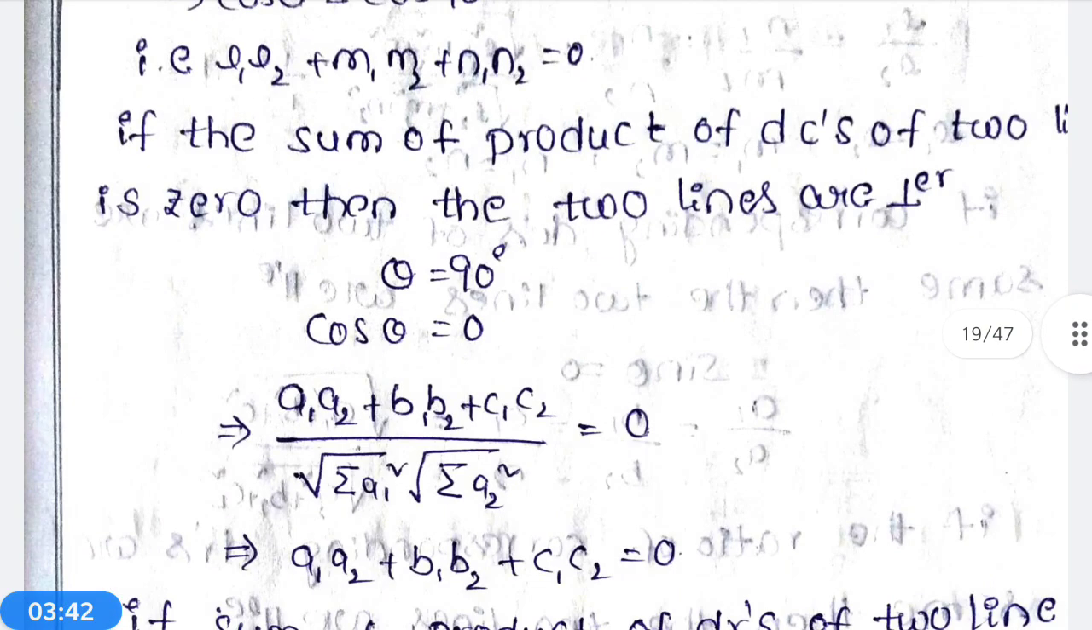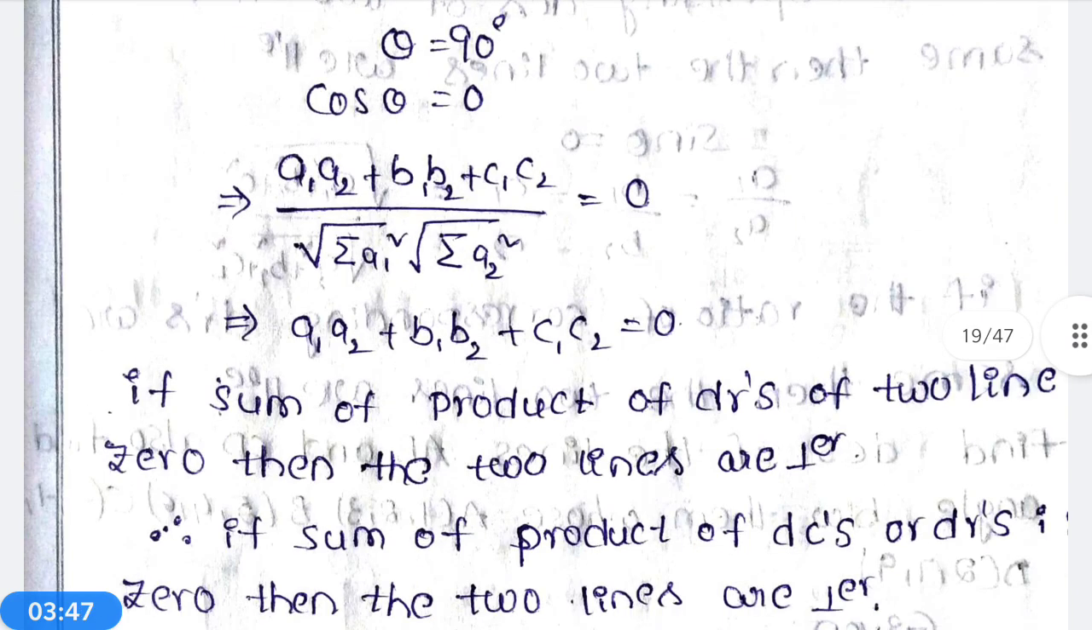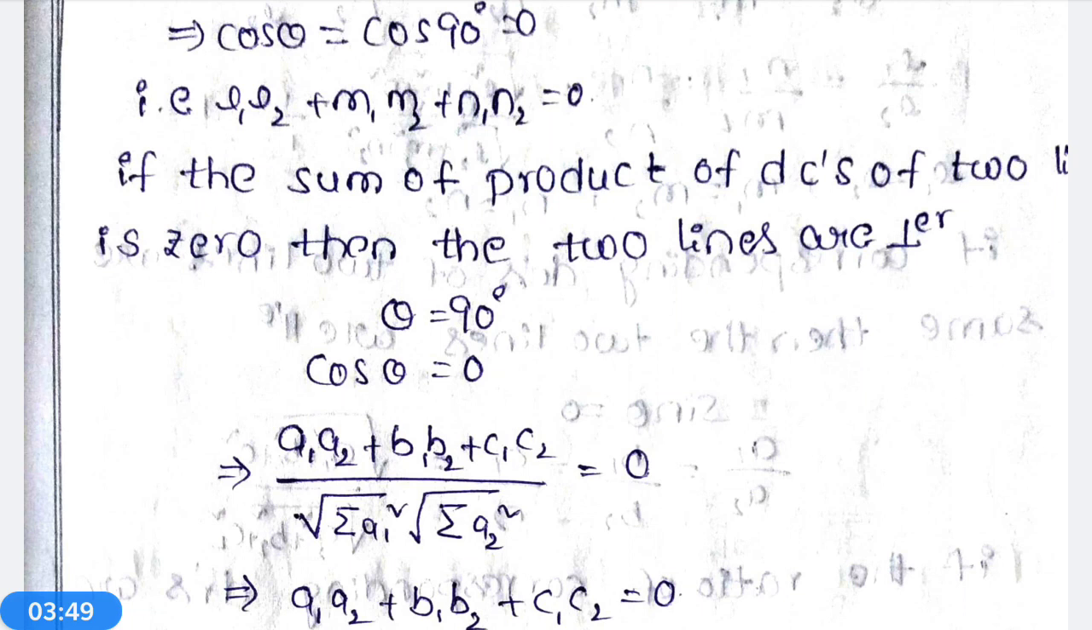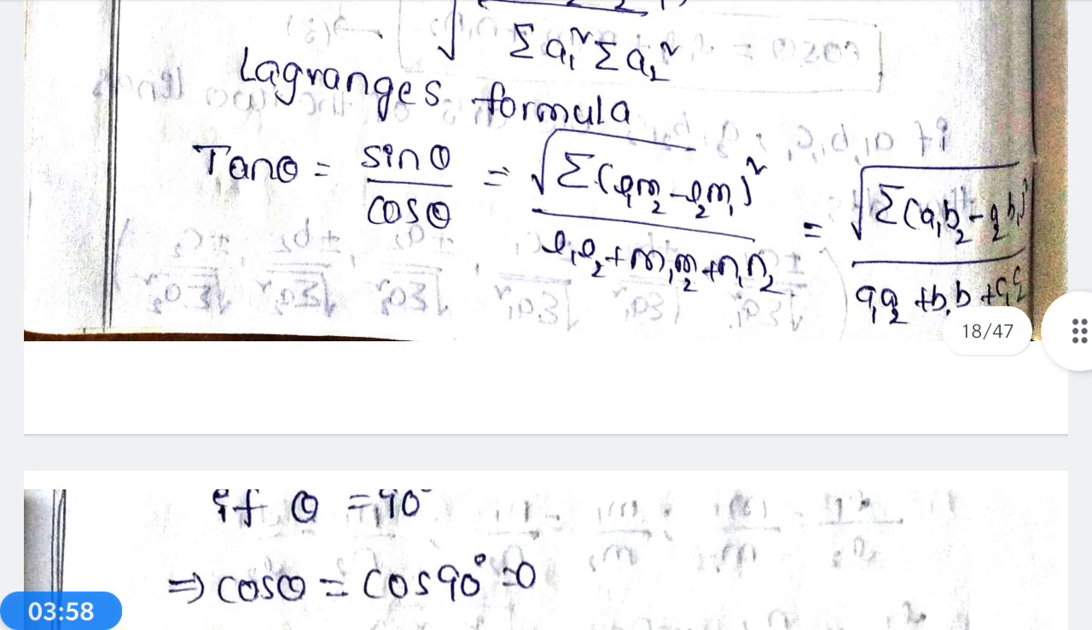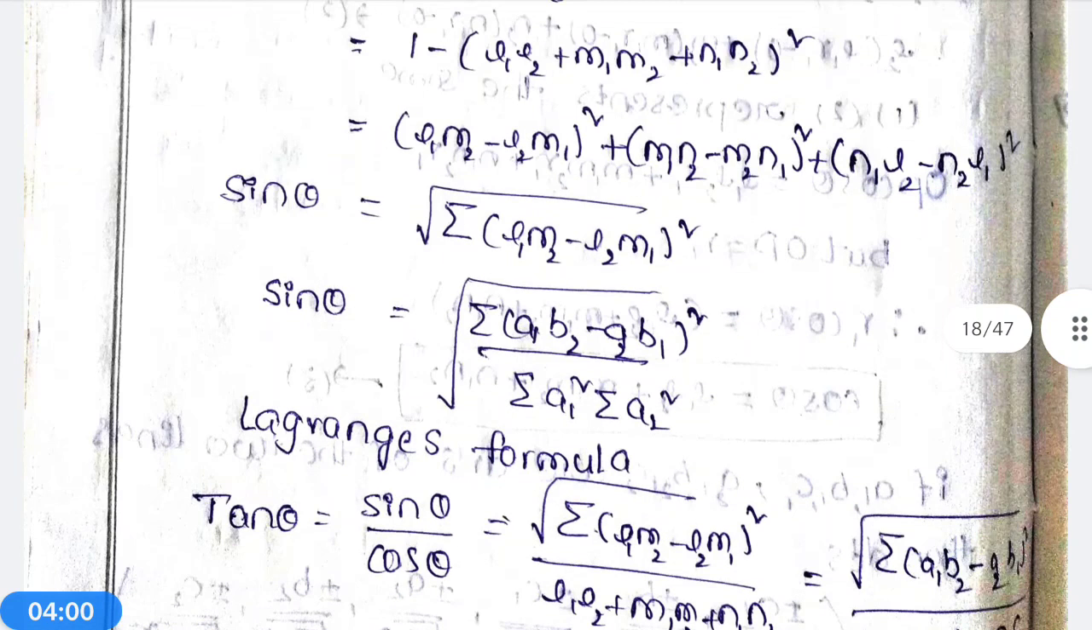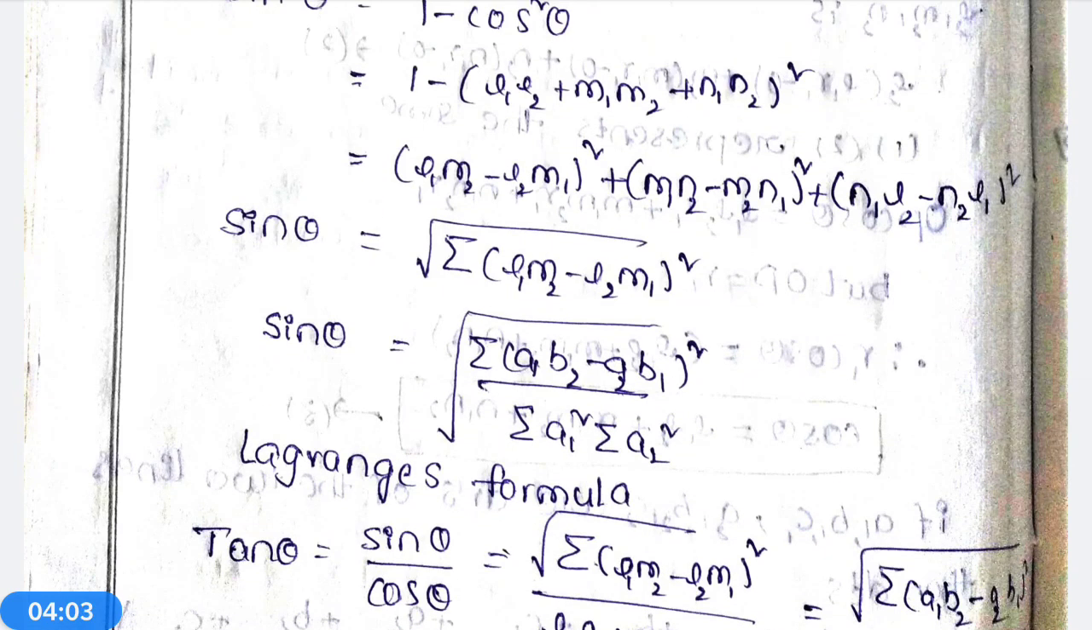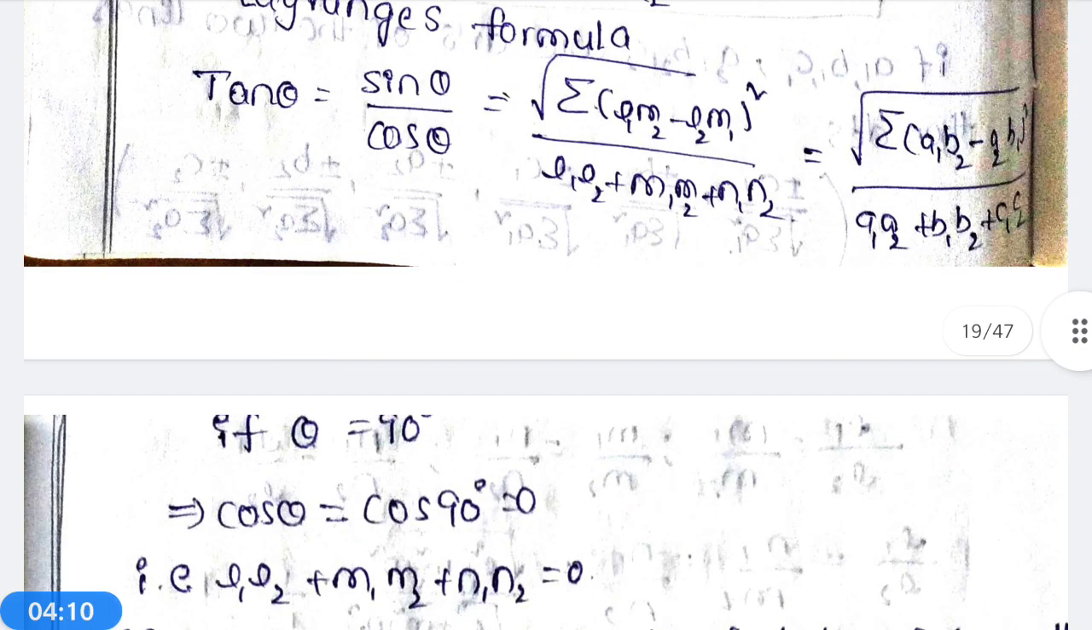Now, if only the DRs are known, then the cosine of the angle between the 2 lines, cos theta, is equal to a1 a2 plus b1 b2 plus c1 c2 by square root of sigma a1 square into sigma a2 square. So this is the formula for cos theta and sin theta.